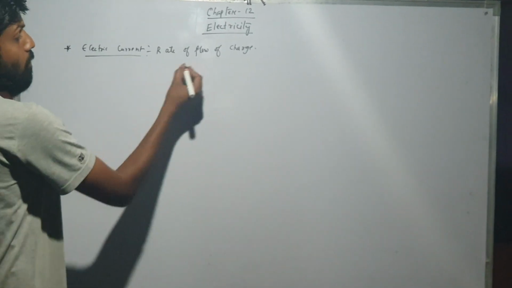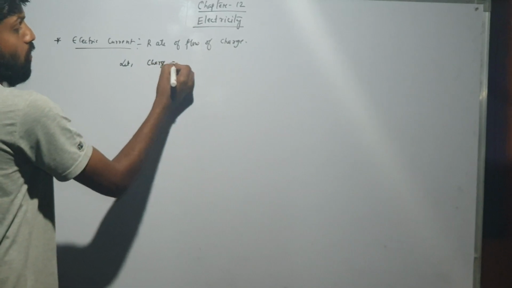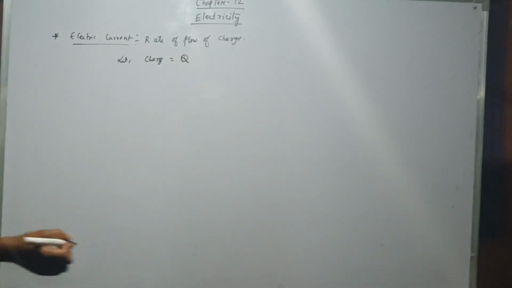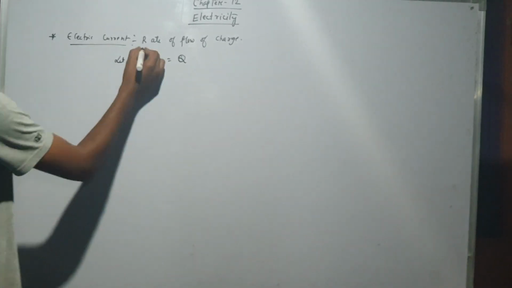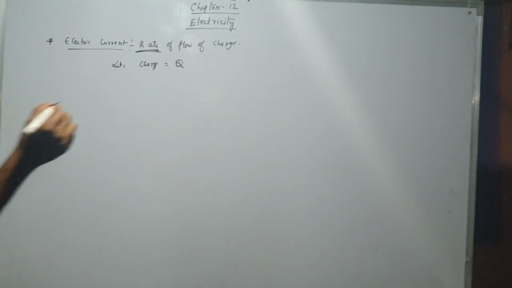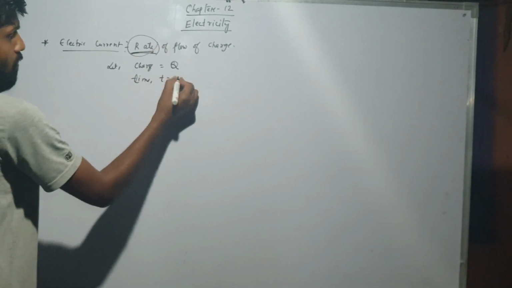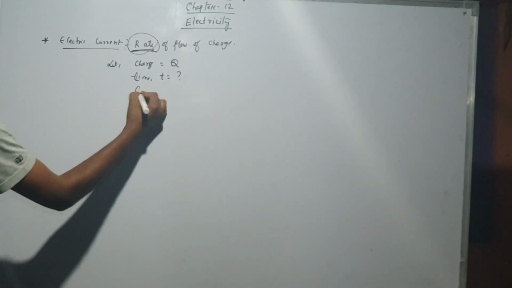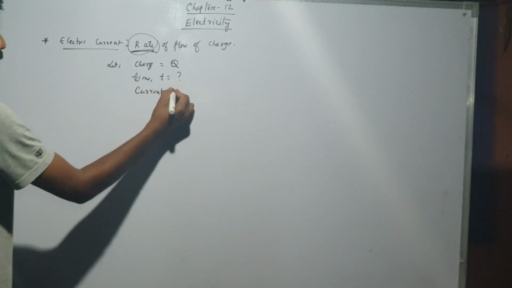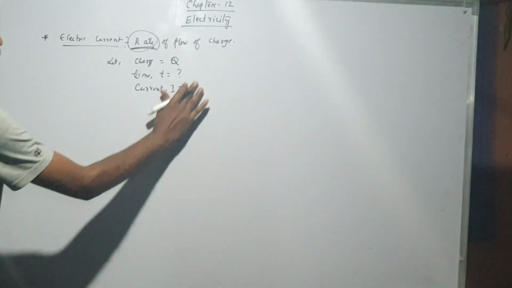Now, let my charge be Q. You can take capital Q or small q. In class 9 I already said that whenever the term rate comes, rate brings time, so time t. What is the symbol of current? Current is denoted by I. I is the current here.